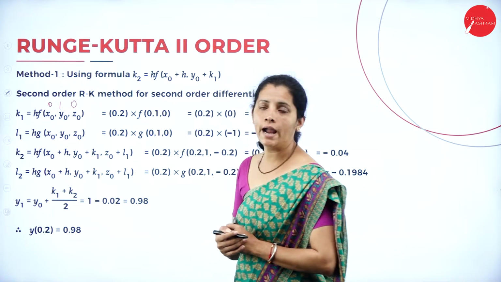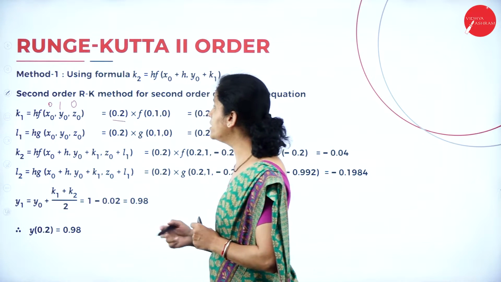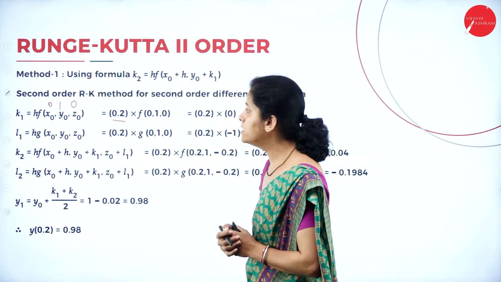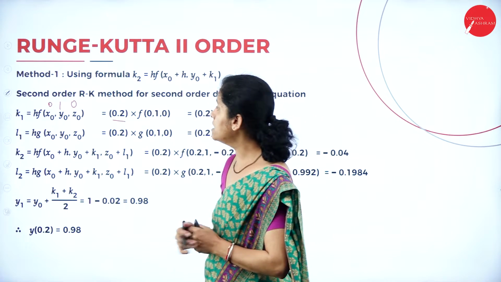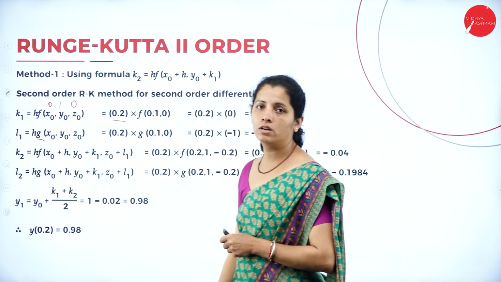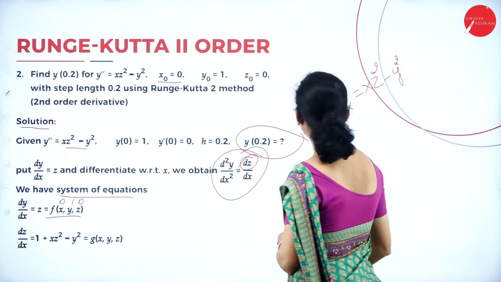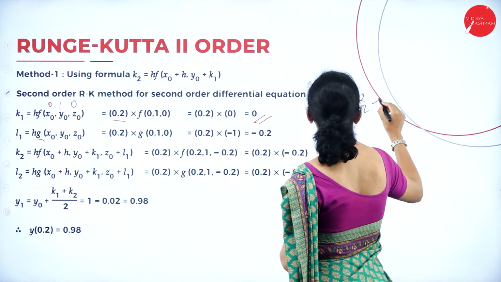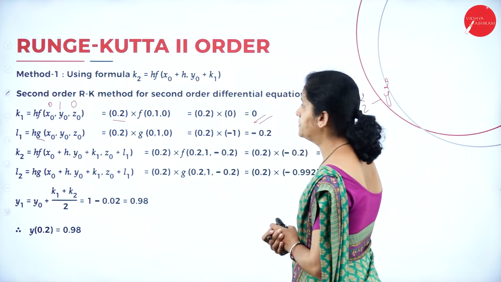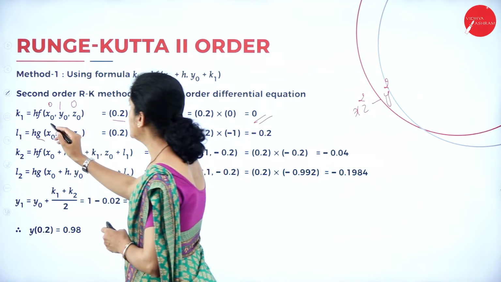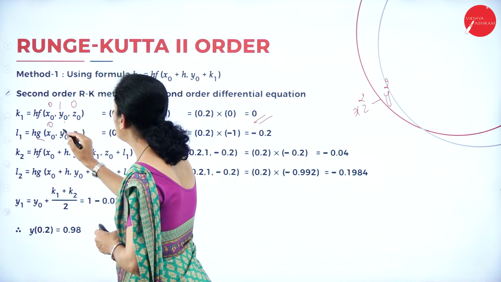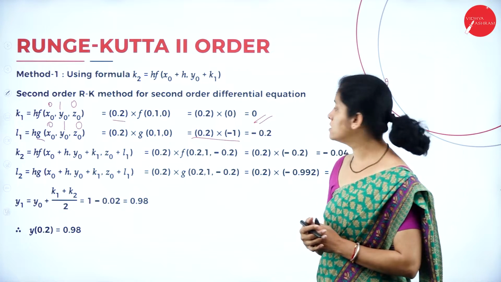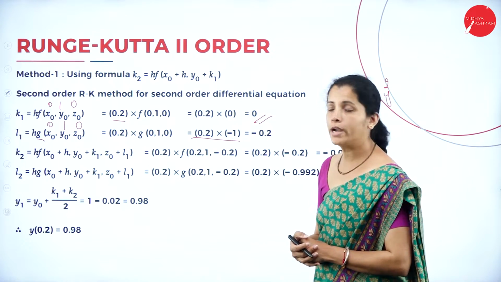Okay, and what about height? Height is nothing but 0.2. So I'm going to get the answer 0. Now, dear student, if I consider L1, here I want to consider the second order derivative, that is nothing but xz square minus y square. Once again I have 0, 1, 0, and when I substitute the values, I'm going to get the answer minus 0.2.